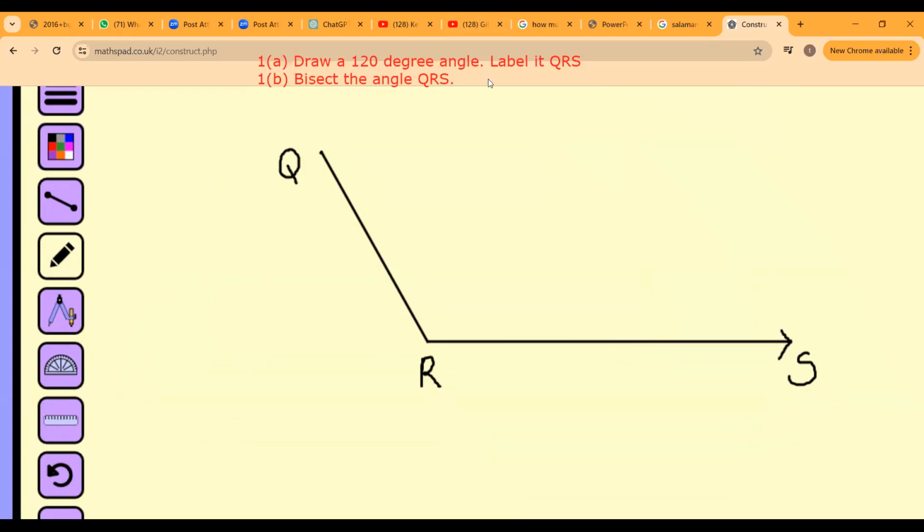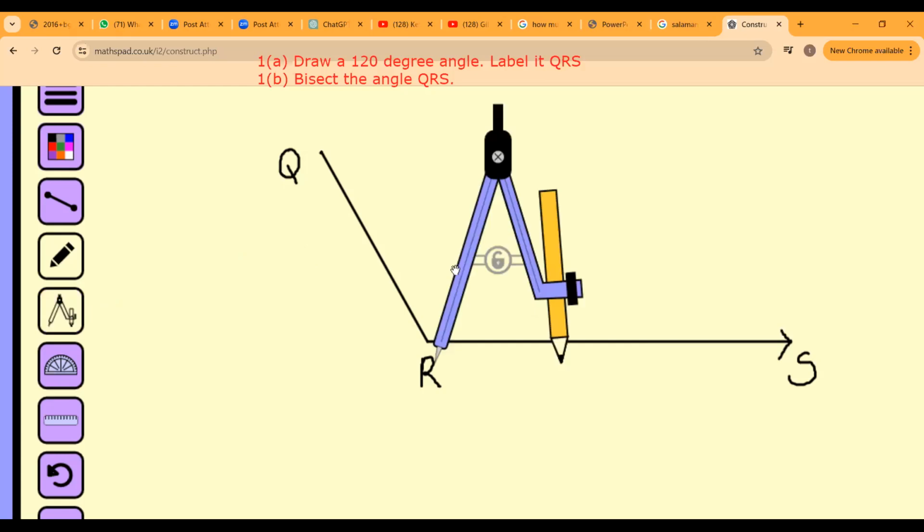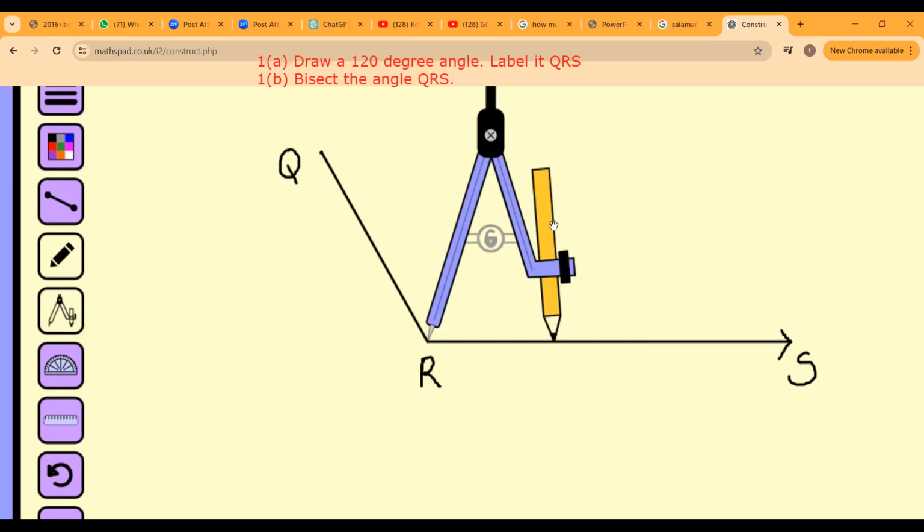And so in order to bisect this, Angel, do you remember how to bisect an angle? Where's Angel? Angel, can you hear me? I cannot hear from Angel. Let me ask.